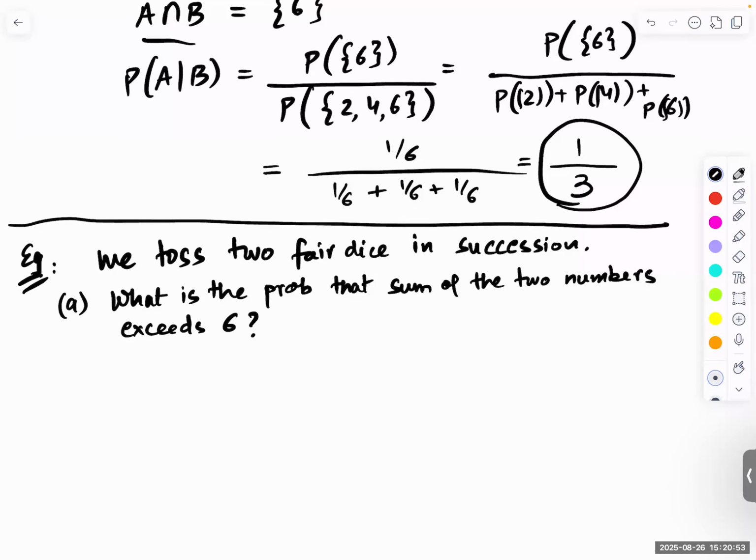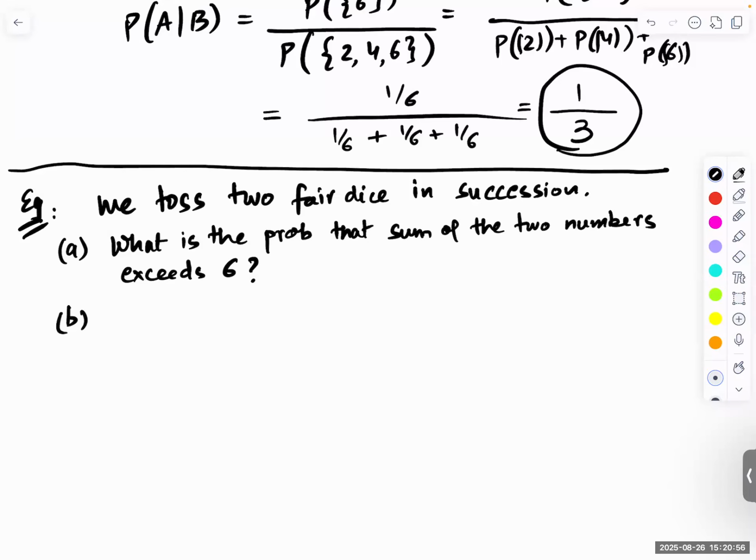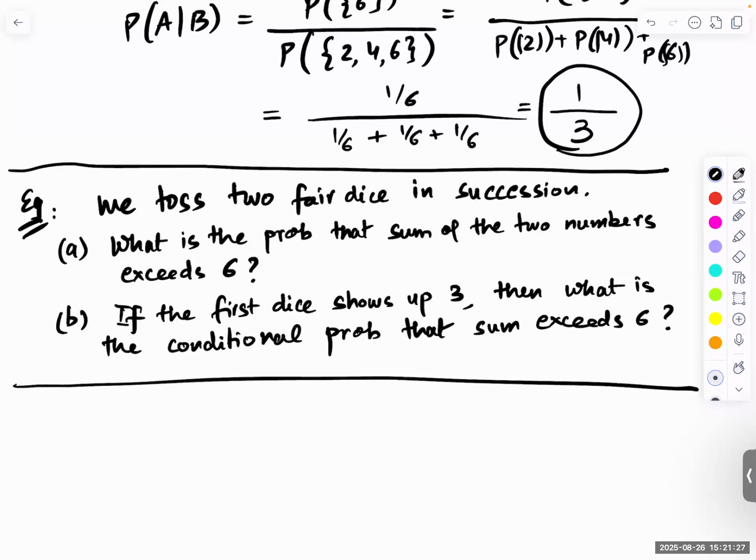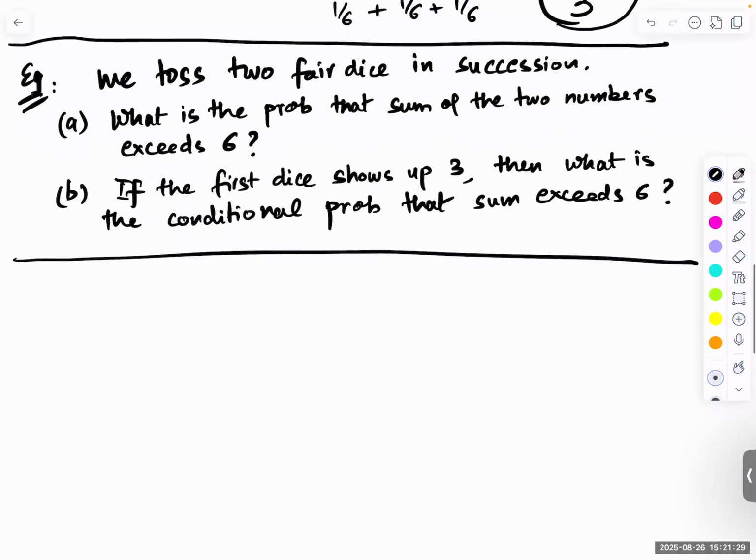And then the second question I'll be interested in is the following: if the first dice shows up the number 3, then what is the conditional probability that the sum of the 2 numbers exceeds 6? So we'll work this example out in full detail. Before we do that, let's write down the sample space. So what is the sample space for this experiment?